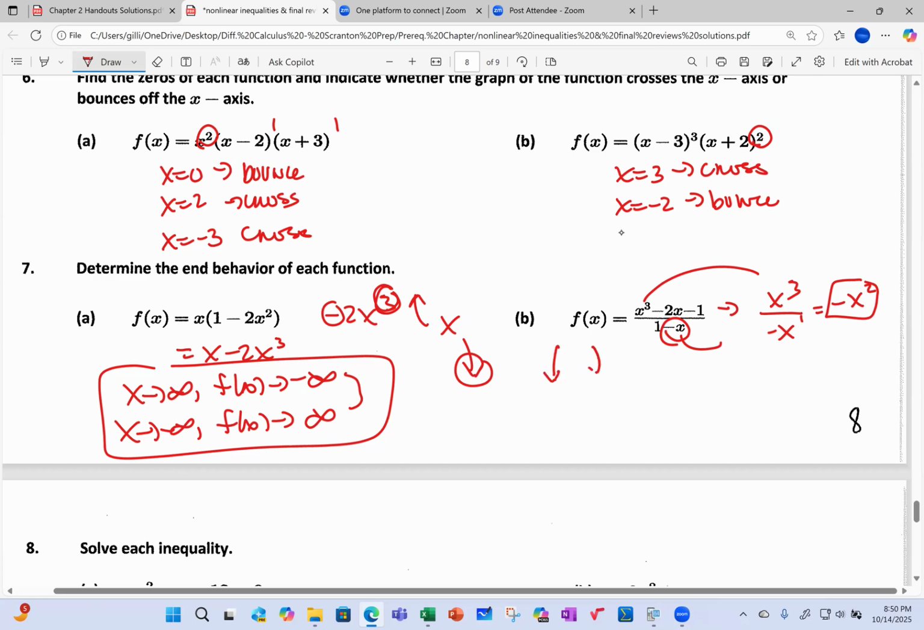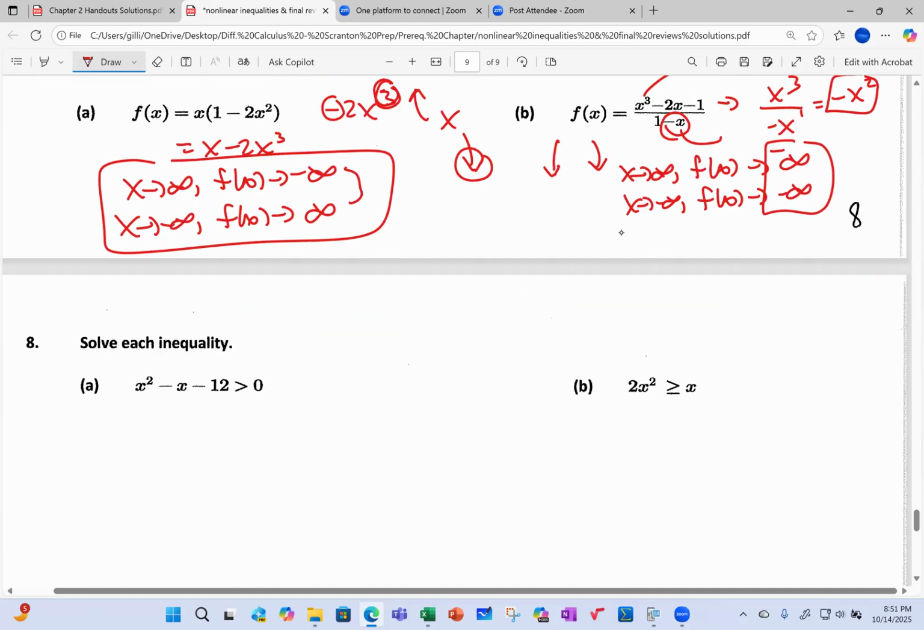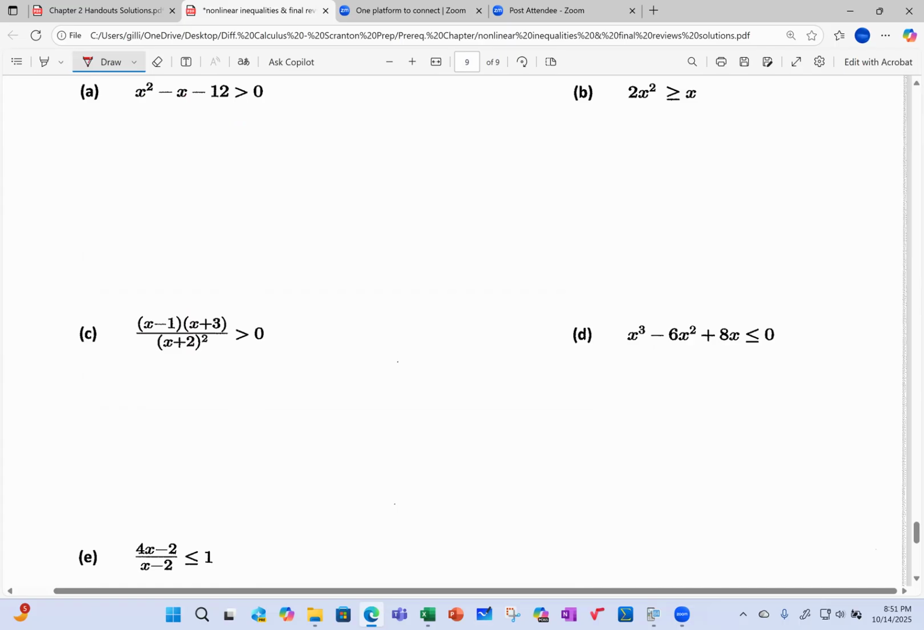In even degree, the beginning and the end are in the same direction, but the leading coefficient being negative will flip it upside down. So x going to infinity, the f of x's will go off to -infinity, as well as the x's going towards -infinity. Those will also go off to -infinity. They have to be the same when that power is even.